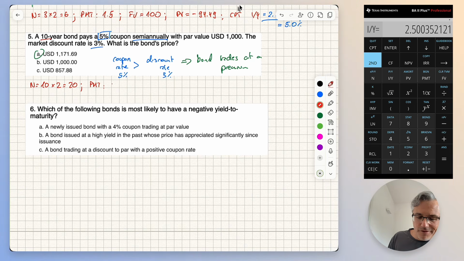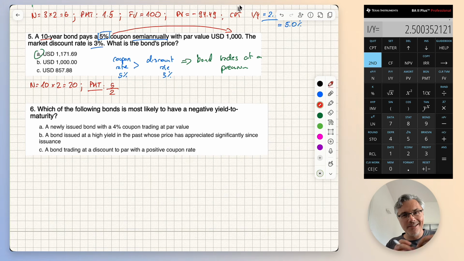Don't do just 5 over 2 like I was doing before, because this is a percentage, and the coupon PMT input on your calculator has to be supplied as a sort of dollar figure, as a currency figure. So it is 5% of 100. Sorry, not 100 this time. It's 1,000. That's where the trick is, because 5% of 100 would be 5. But now you make that 50. 5% of 1,000, 50, i.e. divided by 2 to make it per period. And that gives you 25.